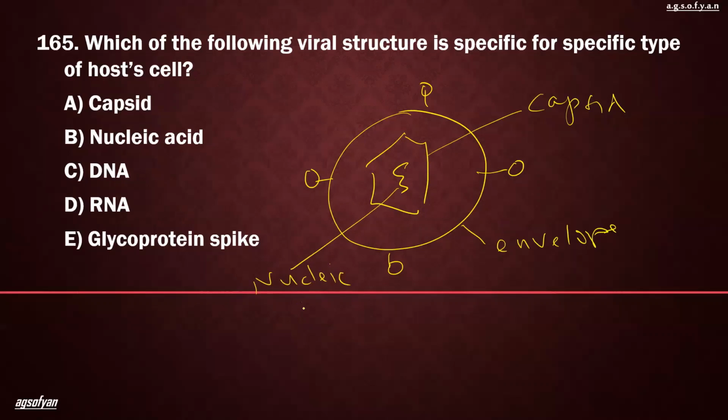So what do you think? What is the best choice? It will not be the capsid, and it will not be the nucleic acid. It will not be DNA or RNA, because DNA and RNA are nucleic acids. Then it will be the glycoprotein. So you eliminate the ones that are not correct, and you will find the correct answer. Maybe you forget the name: this is the spike, the glycoprotein spike.